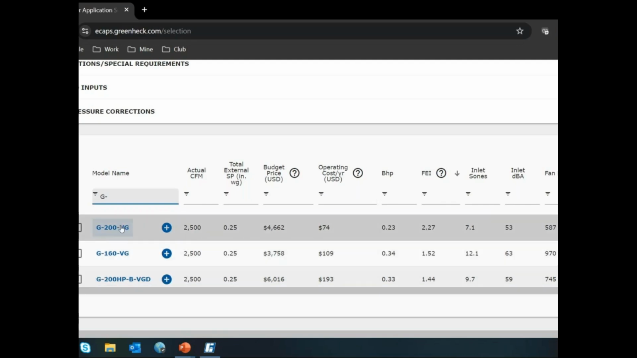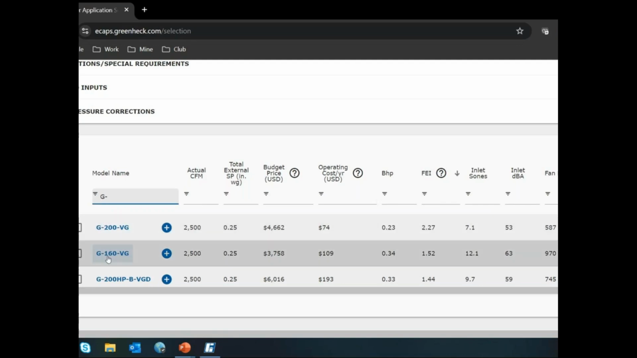All right. Now, one thing I want to key in here, I put G in because I wanted to only see G fans. G represents the Greenheck direct drive version of a down blast, right? GB would be my belt drive version. In this scenario, I want efficiency.